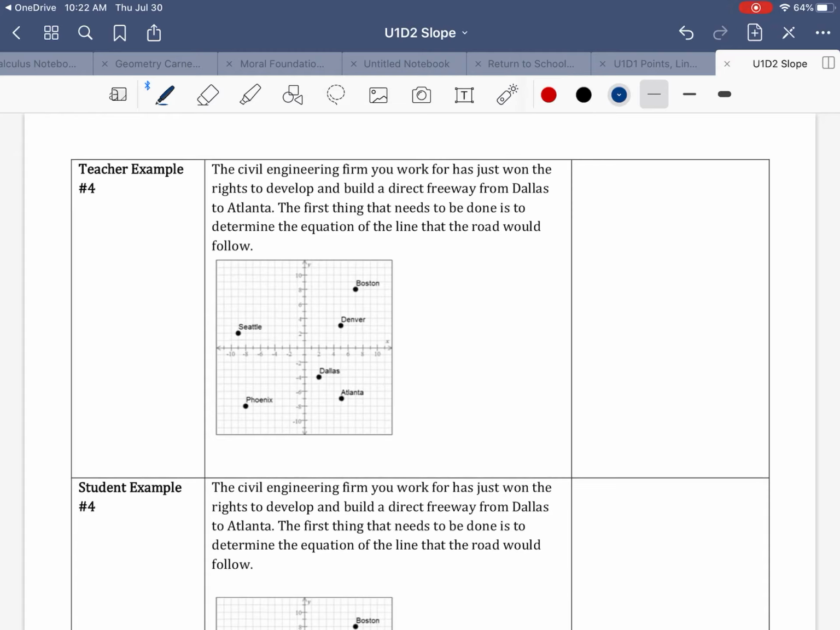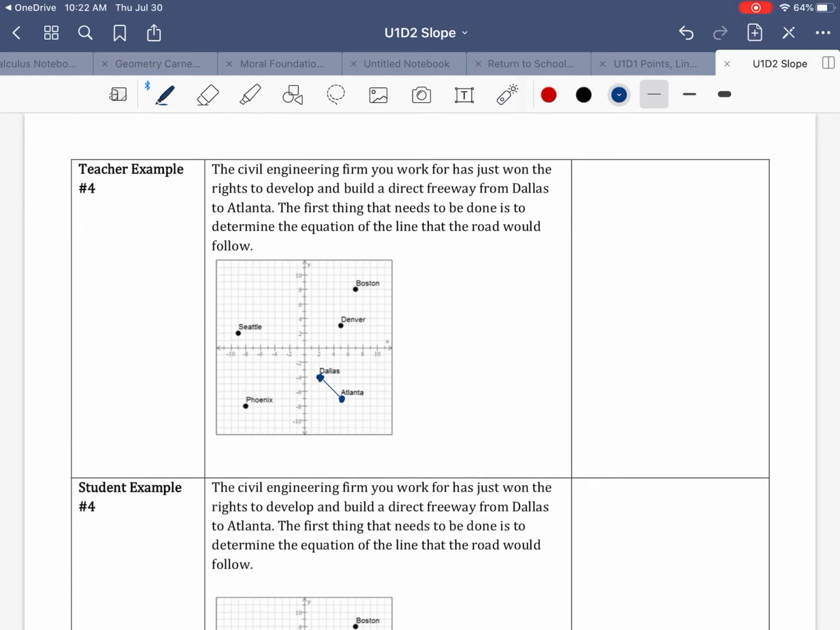Now, teacher example number 4. The civil engineering firm that you work for has just won the rights to develop and build a direct freeway from Dallas to Atlanta. The first thing that needs to be done is to determine the equation of the line of the road that would follow. So we're looking from Dallas going to Atlanta. And it says it's a direct freeway, right? So we're going to think straight line, just like that.